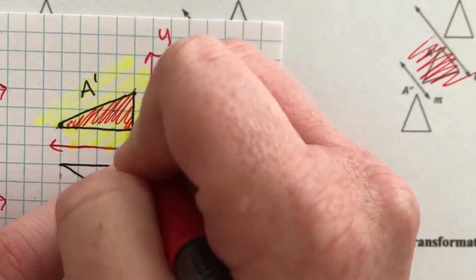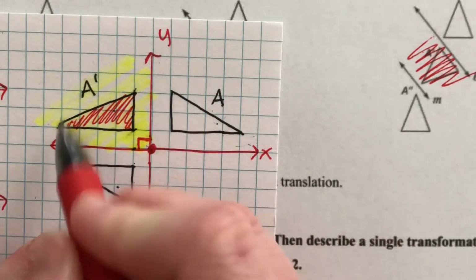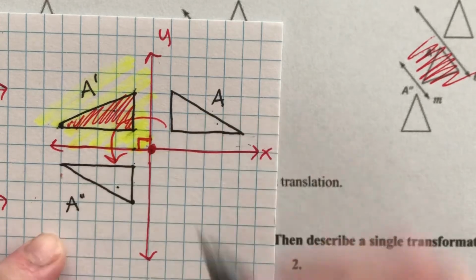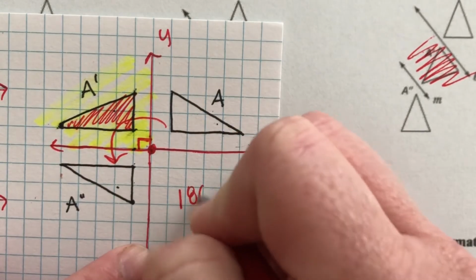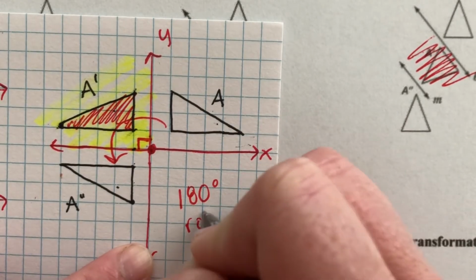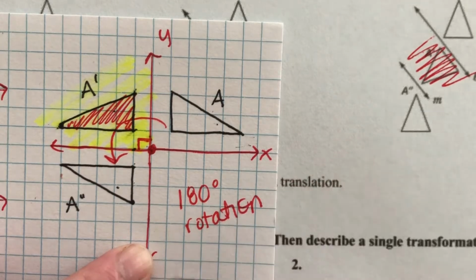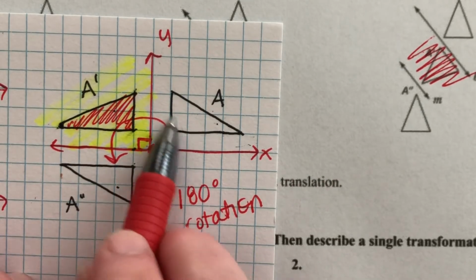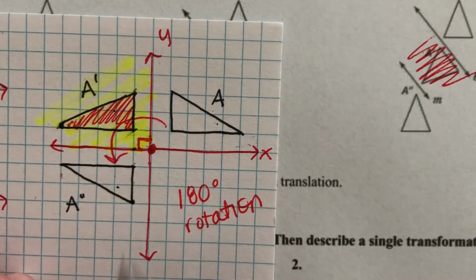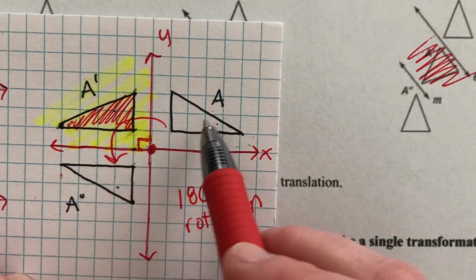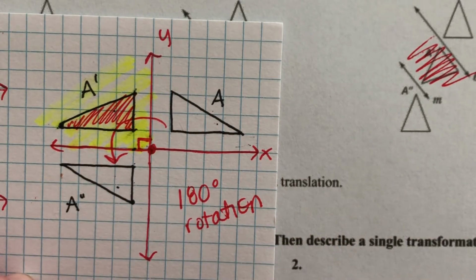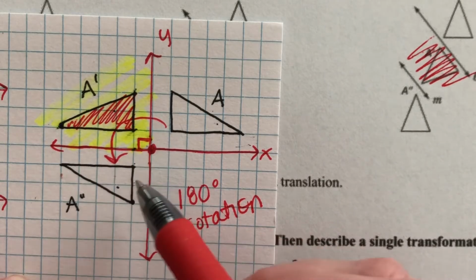This is 90. So this whole rotation from here to here is a 180-degree rotation because it's just double this angle that you pass through. Okay, so if this was a 20-degree angle, the degree of rotation would be 40 degrees. You just double whatever this angle is. I hope that makes sense.